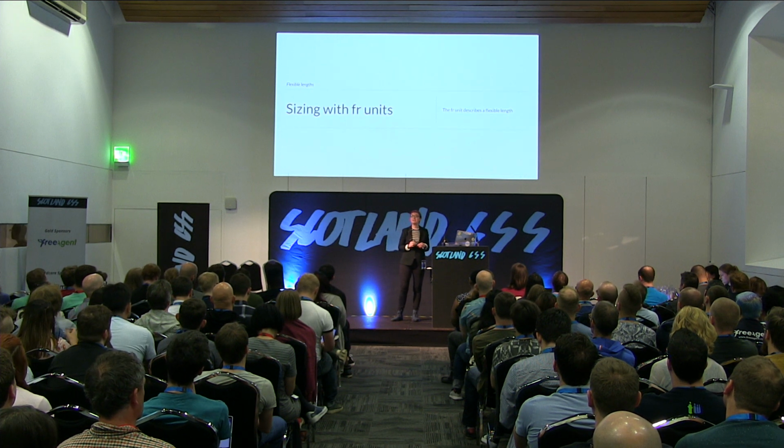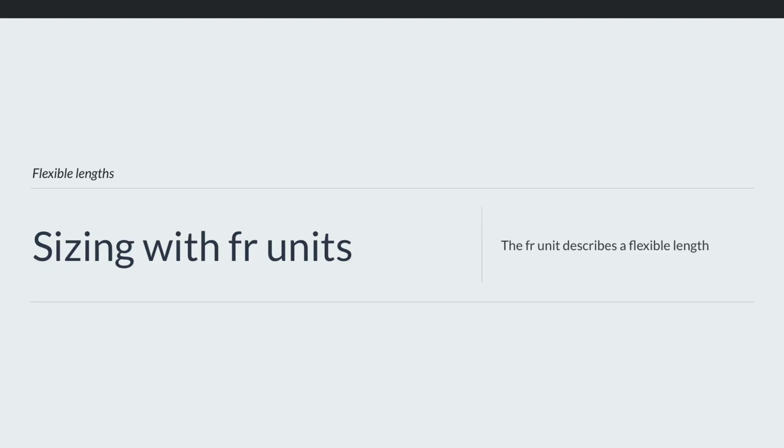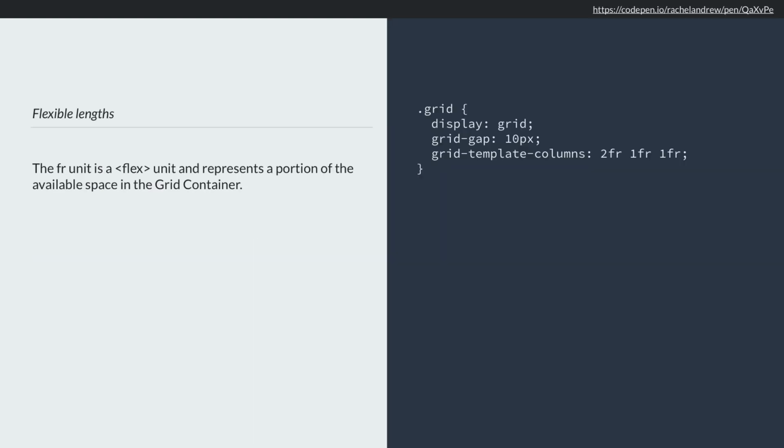But before that, let's look at that FR unit. Now we only get the FR unit in grid layout. It was designed for grid layout. And it's a flex unit. So this is the flexible length. It's the sort of inbuilt CSS way to do those fluid grids that we've been doing with percentages. It defines a portion of the space in the grid container.